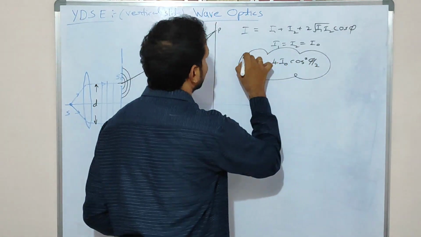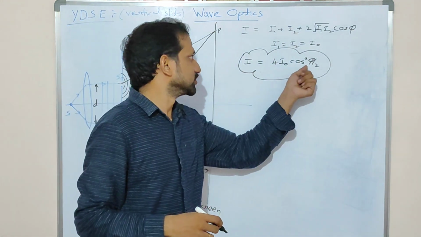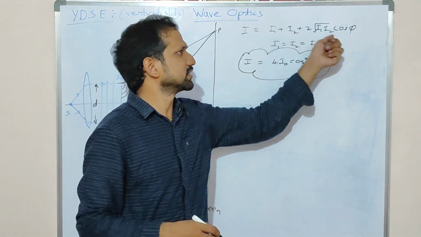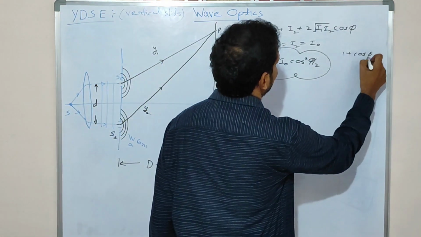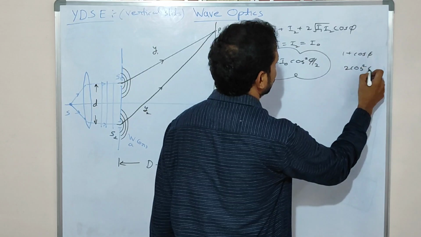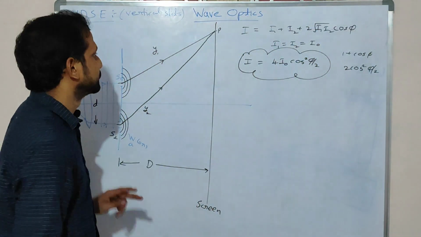It's a matter of the waves chapter, right? So if you want to see how we got this, just substitute there and take that 1 plus cos phi. The formula for 1 plus cos phi will be 2 cos square phi by 2. If you substitute in this, you'll get it. You can try that, right?